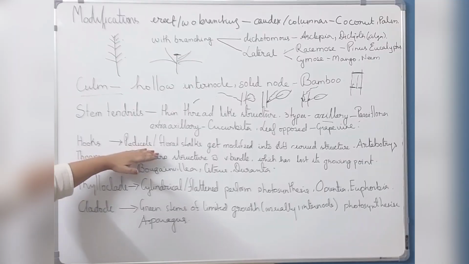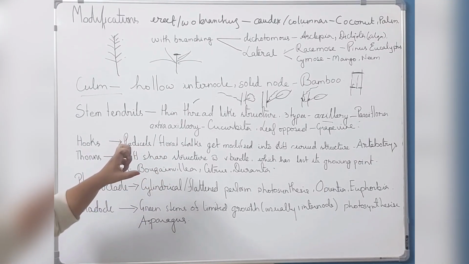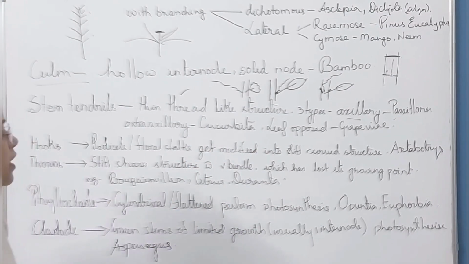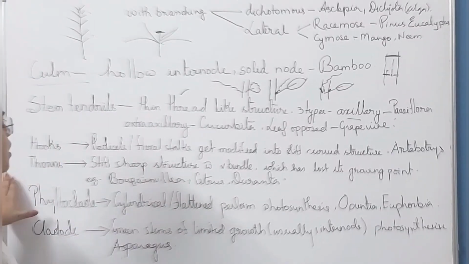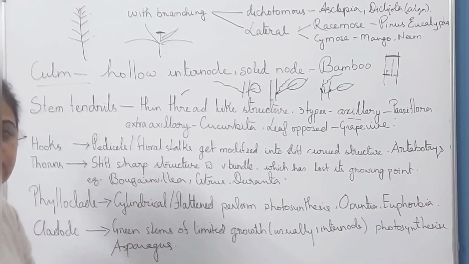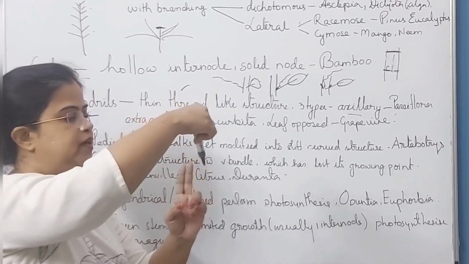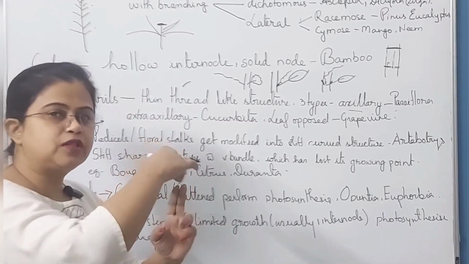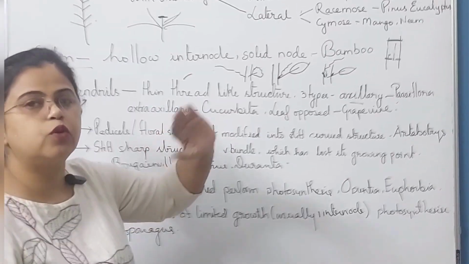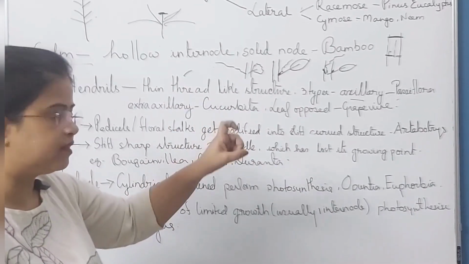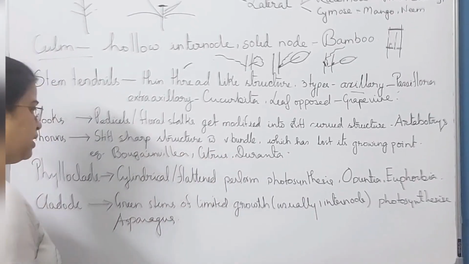Then hooks. Here the pedicels or floral stalks get modified into stiff curved structures. Sorry, seen in Artabotrys. Thorns. These are common. These are stiff, sharp structures. Thorns show the presence of a vascular bundle in them. It is a vascular bundle surrounded by bark or the outer layers, which has lost its growing point. It won't grow anymore in length. It becomes stiff, hardened, curved, or just pointed. Seen in Bougainvillea, Citrus, Duranta.